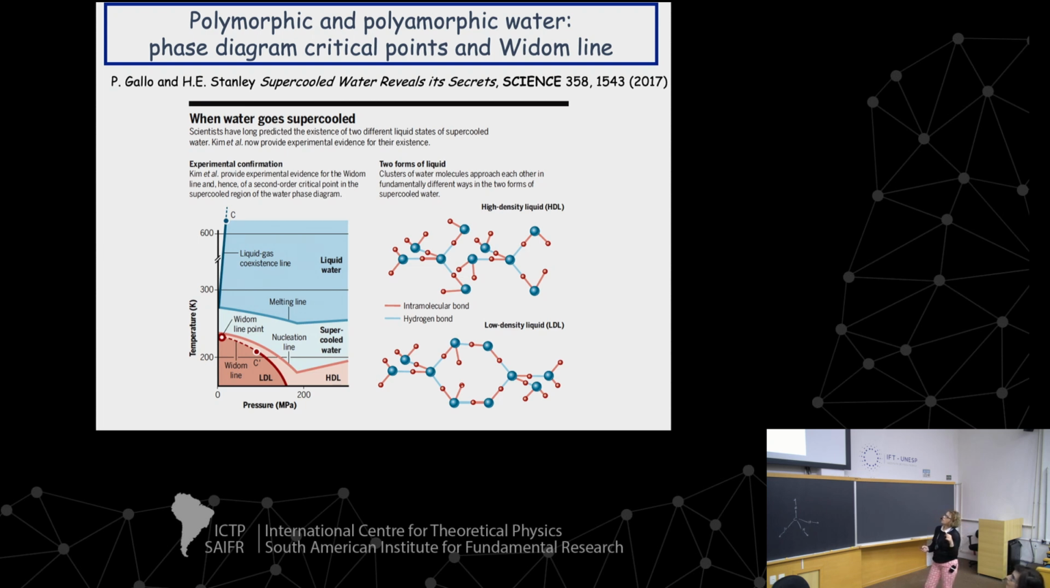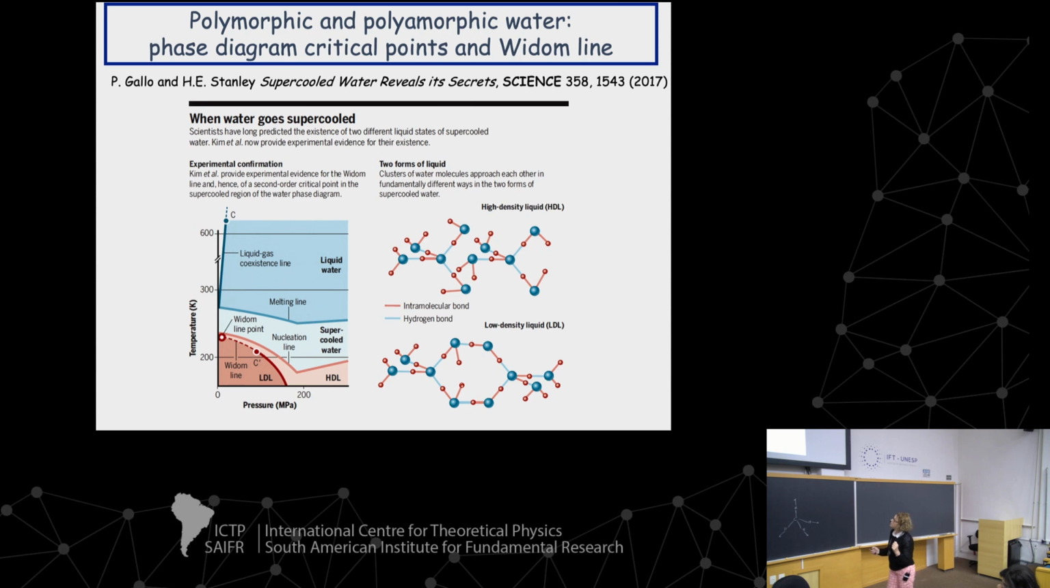Okay, so we have this phase diagram. Let me recall it to you. So we have a critical point here, which is the liquid-gas critical point and the liquid-gas coexistence line, the melting line, the supercooled water region, no man's land, where the critical point should be, but a Widom line point that was measured by the group of Anders Nilsson.